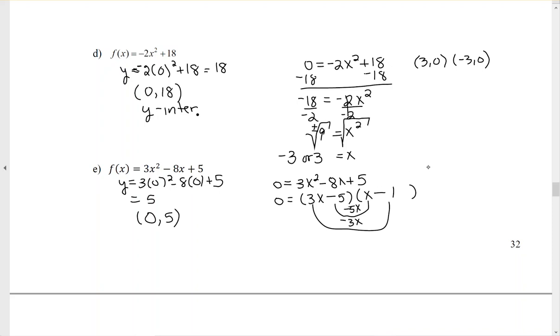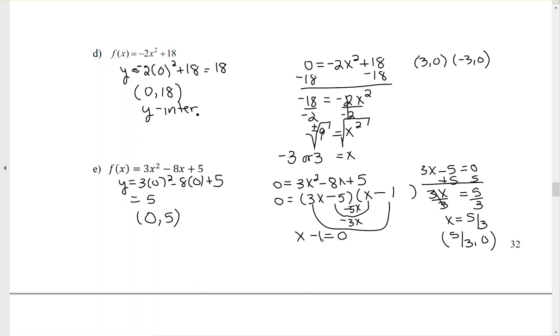Set each factor equal to 0. So I'm going to set the 3x minus 5 equal to 0, solve for x. So add 5 to both sides to get the x by itself. And then divide off by 3. So you have x equals 5/3 is one of your x-intercepts, which means when x is 5/3, your y value is 0. And then set the other factor equal to 0.